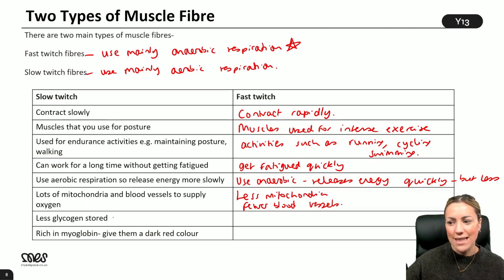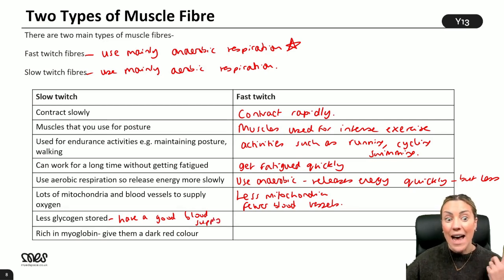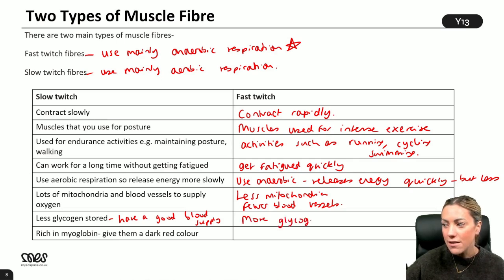Slow twitch have less glycogen stored. Makes sense. They don't need to store as much glycogen because they have a good blood supply. So they've got a really good blood supply. The blood is delivering oxygen and glucose, so they don't need to store as much glycogen. Whereas fast twitch need to store more glycogen, which makes sense because they have less of a blood supply.